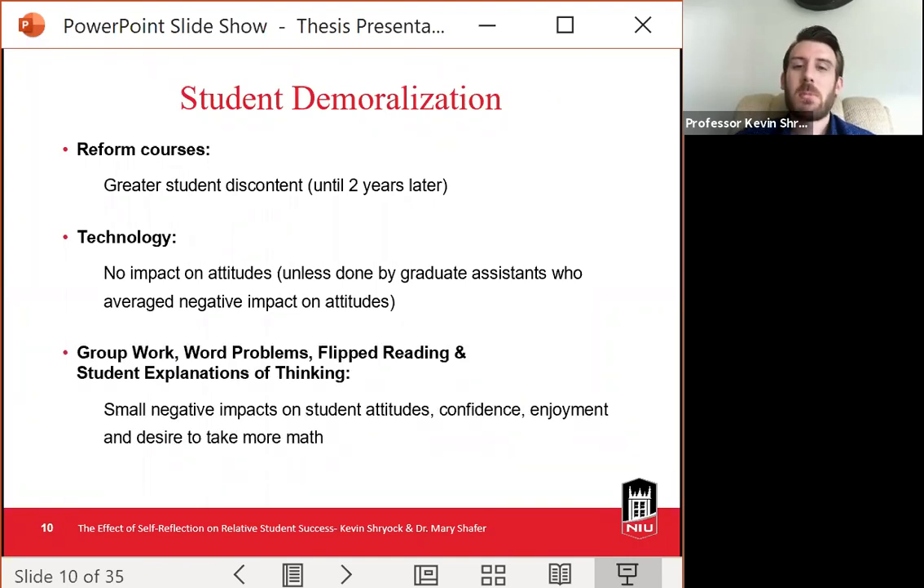Group work, word problems, flipped readings, and student explanations of thinking have all been tried as reforms, and they do show a small impact on education, but they have a small negative impact on student attitudes, confidence, enjoyment, and the desire to take more classes on the subject. So now we can really clearly see the problem.